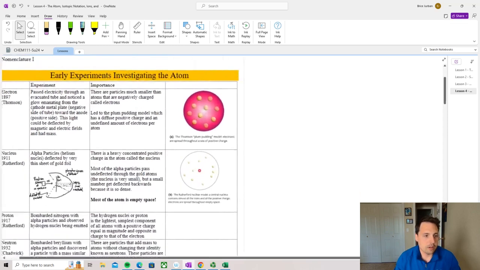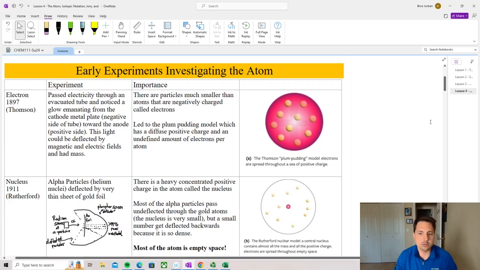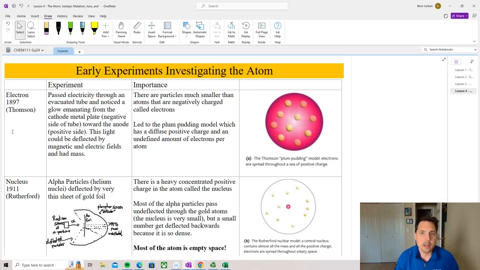To start off with, the first major experiment into the actual substructure of the atom began in 1897 with J.J. Thomson's experiments using electrode cathode rays. And what he was doing was taking these evacuated tubes, meaning they had pumped a vacuum and removed as much air out of it as they could, and passed electricity through the cathode that was on one end of the tube.